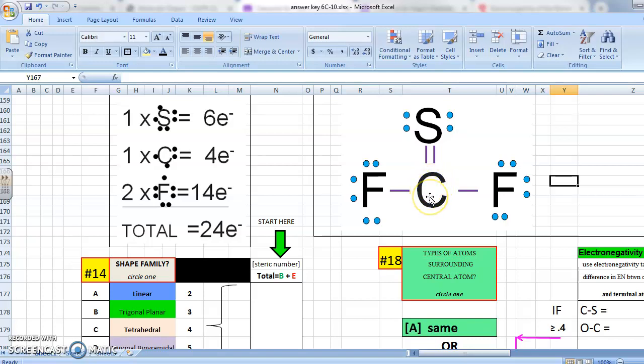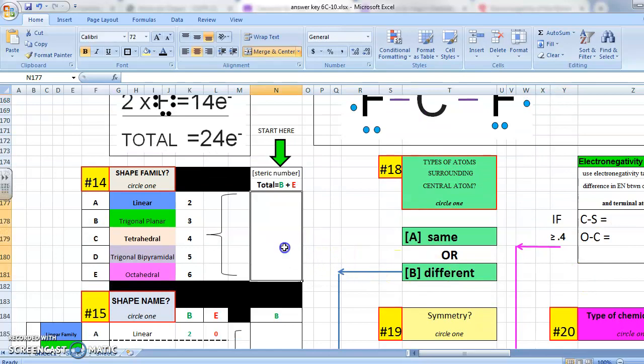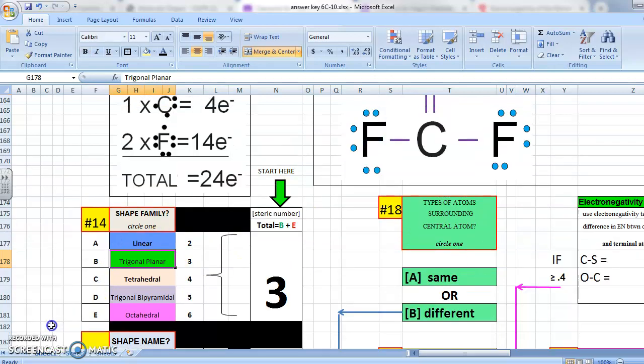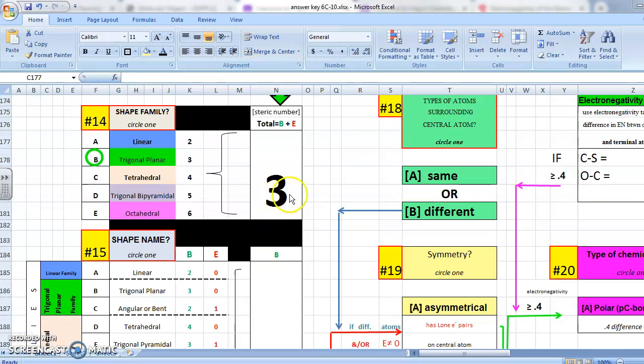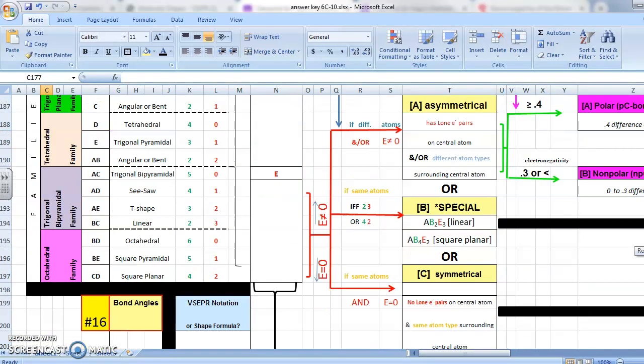How many things are surrounding the carbon atom? We have sulfur atom, fluorine atom, fluorine atom, that's 3 things. There are no lone pairs. Remember, we count atoms, not bonds. So that's 3 things. So we can go ahead and put a 3 right here in the box. And with that 3, we know the shape is trigonal planar, so we can circle that answer, letter B.